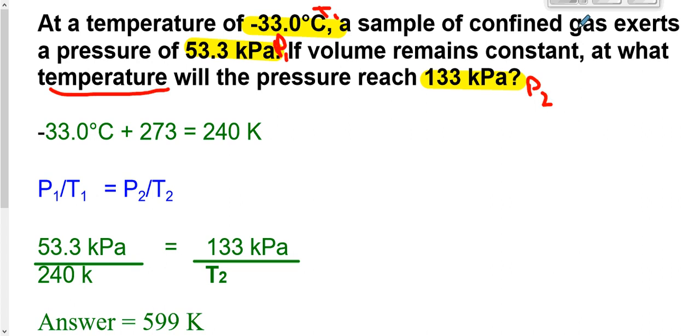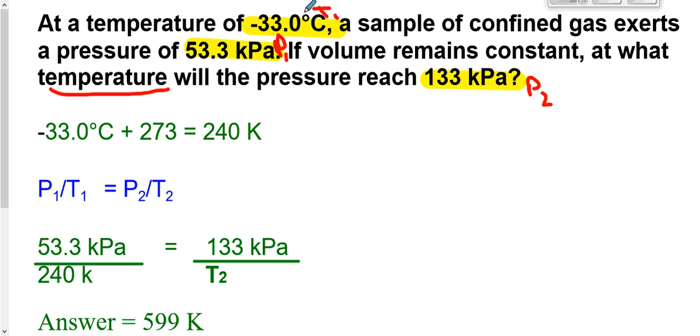Now remember, we've got three commonly used units for pressure. We have kilopascals, atmospheres, and millimeters of mercury. We really want to make sure that if I have two pressures in the same question, that we're using the same units. I have 53.3 here and 133 here. Both are in kilopascals. If one of them was kilopascals and another one was millimeters of mercury or atmospheres, we would have to change at least one of them so they were the same. And it doesn't matter which one you change, just so long as the units on the left are the same as the units on the right.